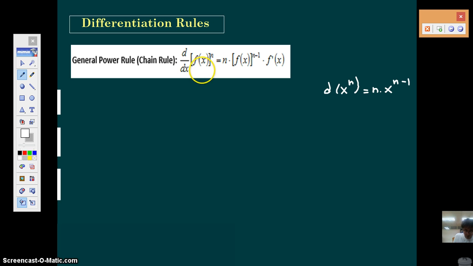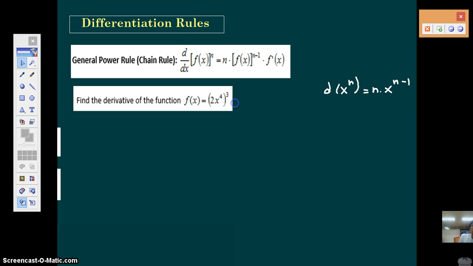So you'll apply the power rule first. Bring down n, and the power will decrease by 1. However, you will include and multiply the derivative of the function that is raised to the power, which is f prime of x. Let's have these examples.